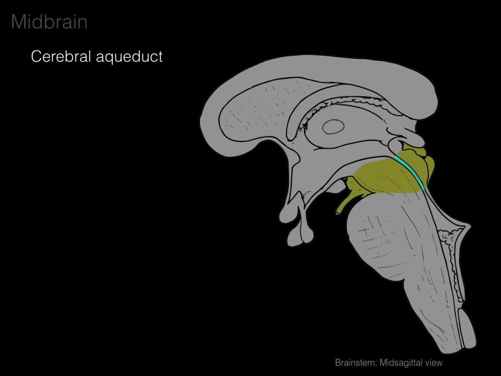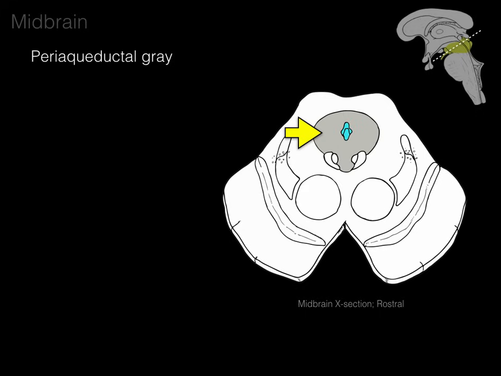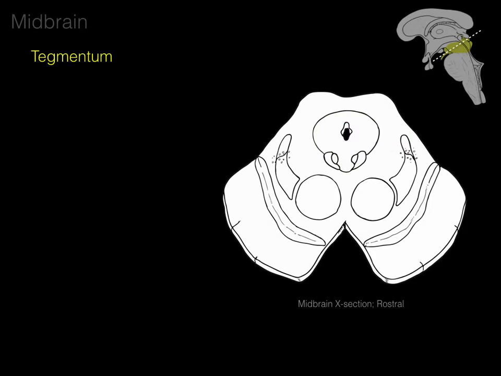Okay, so the cerebral aqueduct in cross-section now through the midbrain is going to look like this. And there we have that cerebral aqueduct, just like a straw in cross-section. And surrounding the cerebral aqueduct is the structure called the periaqueductal gray, which is the control center for descending pain modulation. And so for now, I'm not going to go into any more detail other than that's a landmark to look for, that gray matter surrounding the cerebral aqueduct.